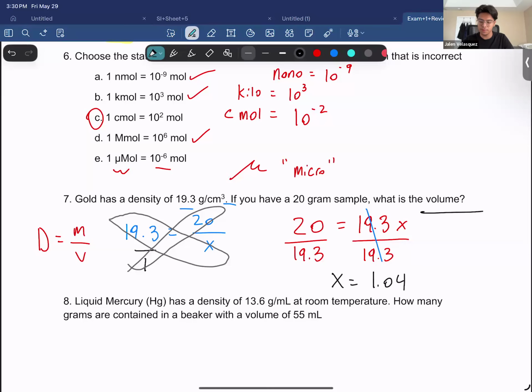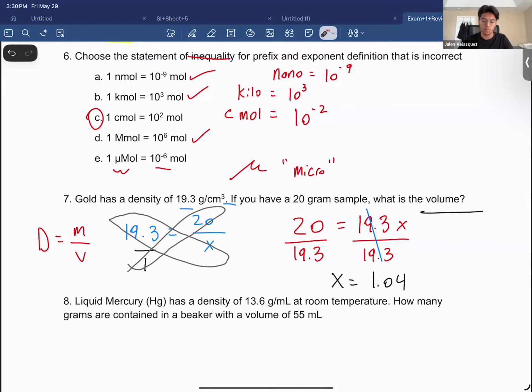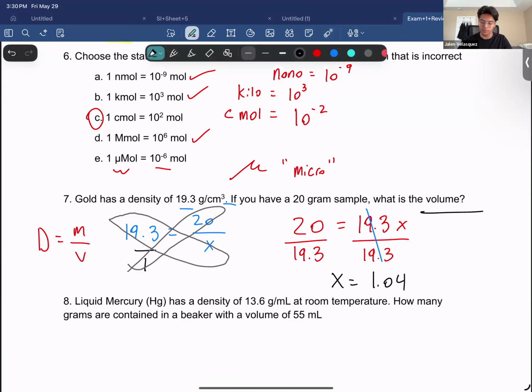So the unit of volume here, you get it from the density equation. Remember, density is mass over volume. The unit of mass is the gram. The unit of volume is centimeter cubed. So our volume is 1.04 centimeters cubed. Units are very important. I always tell my students that a number in chemistry without a unit is meaningless.